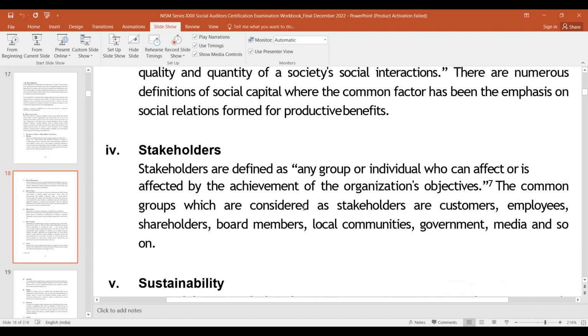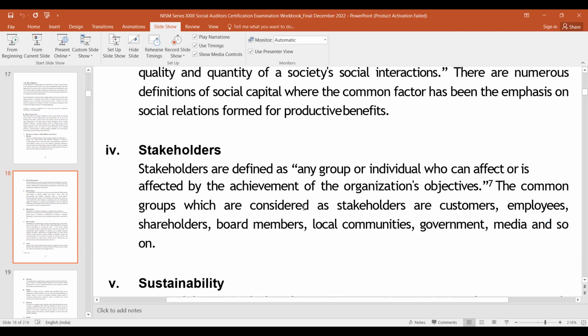organization's objectives. The common groups which are considered as stakeholders are customers, employees, shareholders, board members, local communities, government, media, and so on. So who can affect and who is affected? So that is the stakeholder.